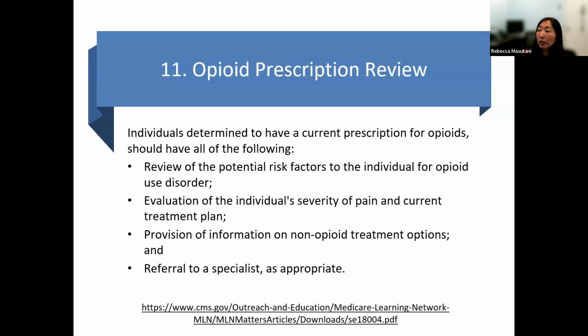If patients are currently prescribed opioids, providers should also review the following. So providers should review risk factors of opioid use disorder. Providers should evaluate the patient's severity of pain and treatment plan. They should also provide information on non-opioid treatment options and refer to specialists like pain specialists, for example, as deemed appropriate.